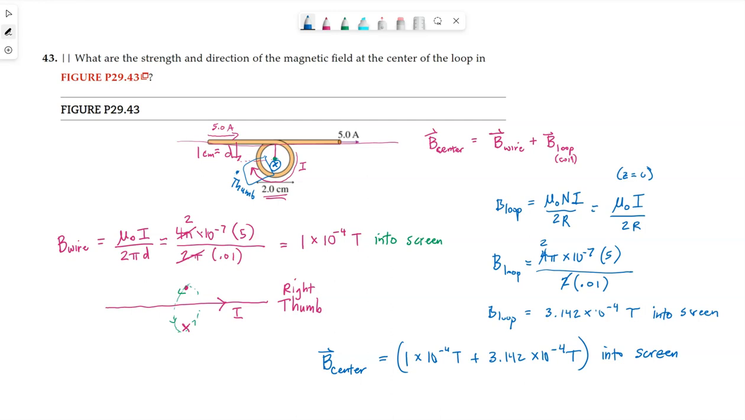So we have 2 sig figs based off of the numbers given in the problem. So I'm going to round that: 4.1 times 10 to the negative 4 Teslas. And then into the screen is the direction.